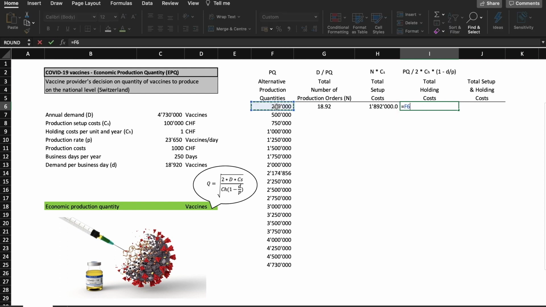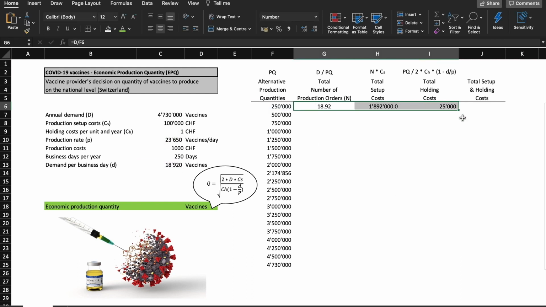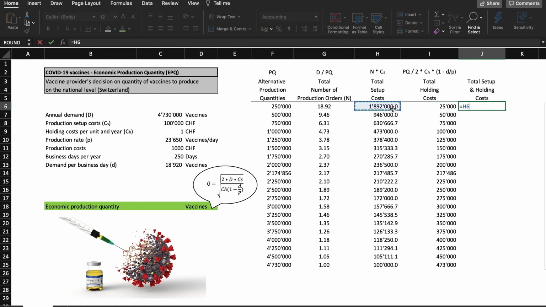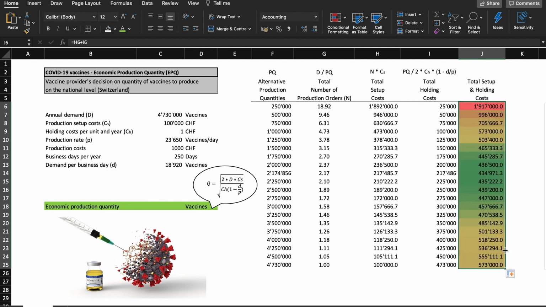While the fourth column represents the total holding costs. These are calculated by multiplying the average production quantities times the holding costs per unit and per year, and when dealing with economic production quantities, we have to multiply the result by 1 minus the daily demand over the production rate. Afterwards, we copy the formulas to all rows. And we can see that if we produce all the doses as soon as possible, we'll have the lowest amount of setup costs, but at the same time the holding costs will be extremely high. So we just need to add the total setup costs with the total holding costs and find out what is the production quantity with the lowest value for total costs.